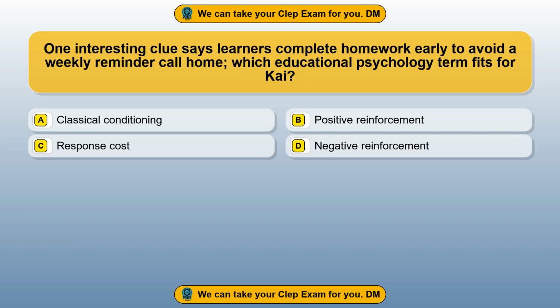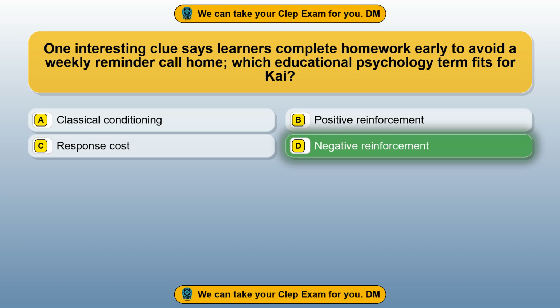Question 3. One interesting clue says learners complete homework early to avoid a weekly reminder call home. Which educational psychology term fits for Kai? Option A, classical conditioning. Option B, positive reinforcement. Option C, response cost. Option D, negative reinforcement. The correct answer is option D.